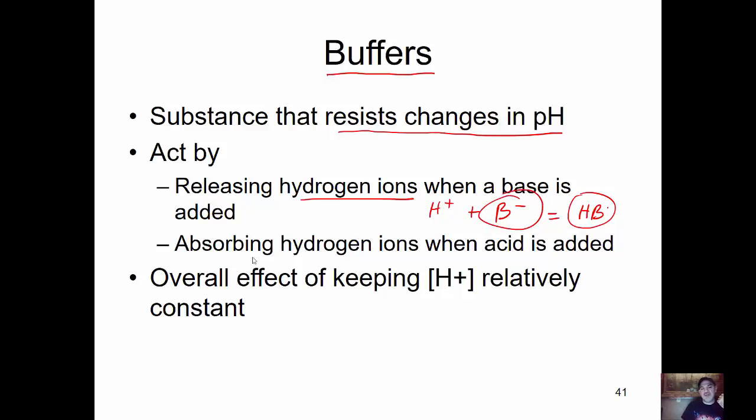The other thing is it can absorb hydrogen ions when an acid is added. So if you have acid being added, then the buffer can absorb the hydrogen ions that are being released. So what is the overall effect here? It's going to keep the hydrogen ion concentration relatively constant in this case. Okay?